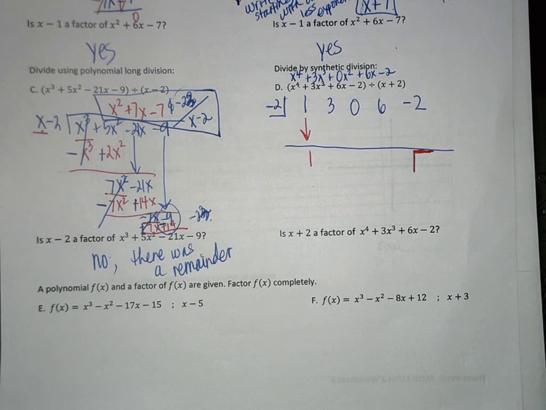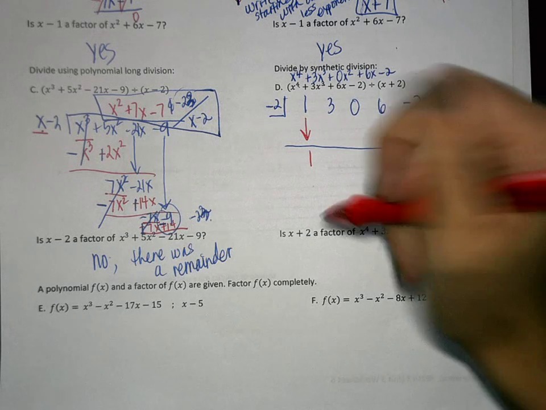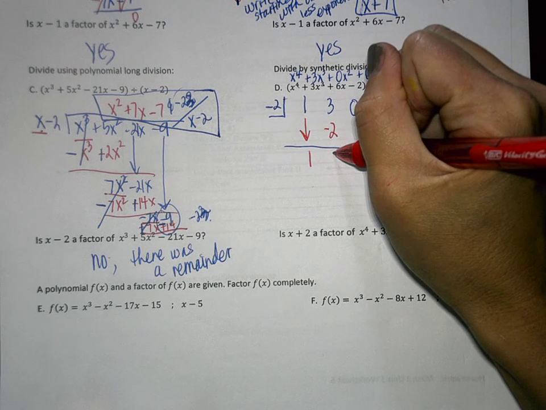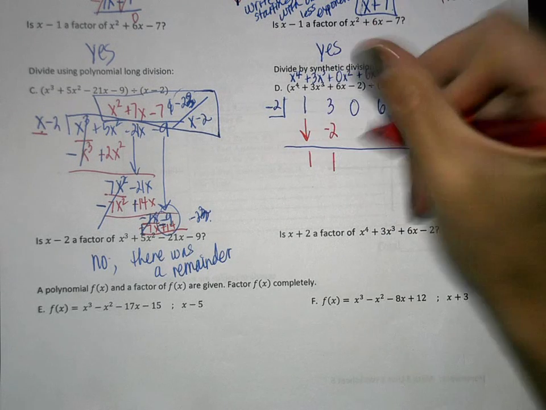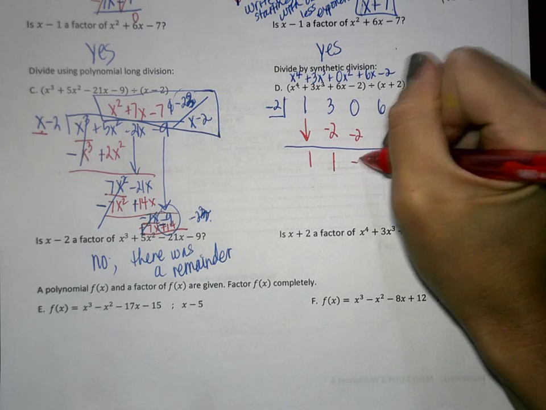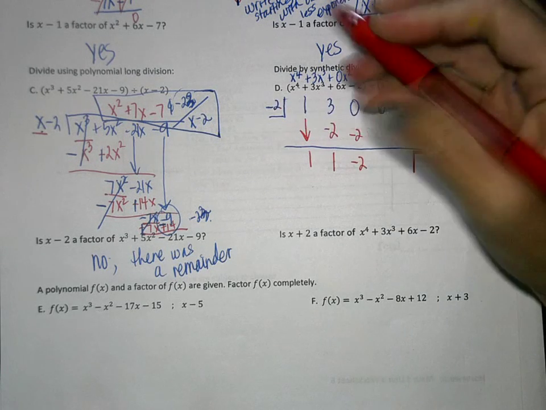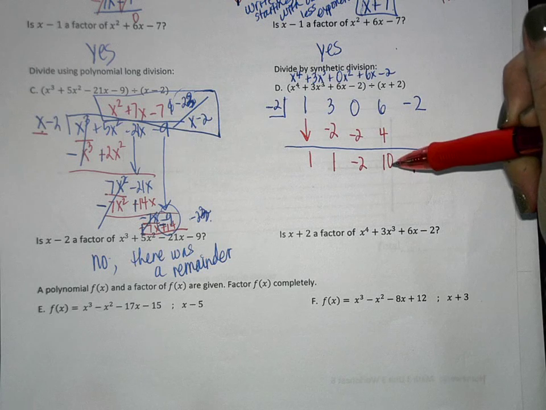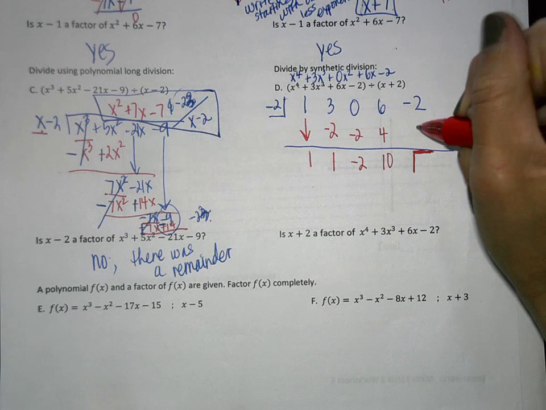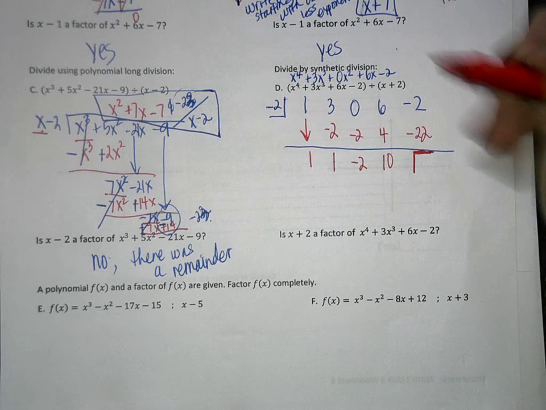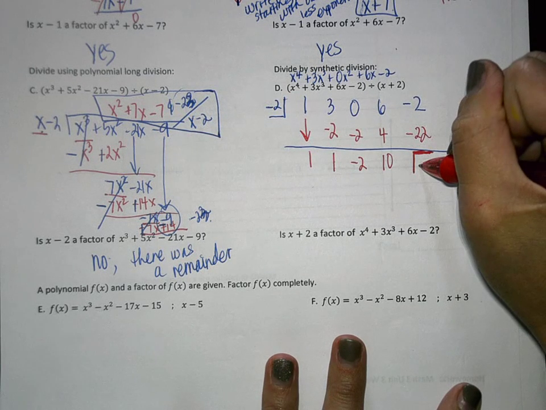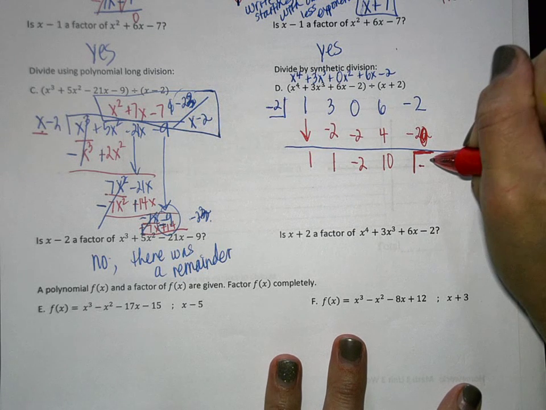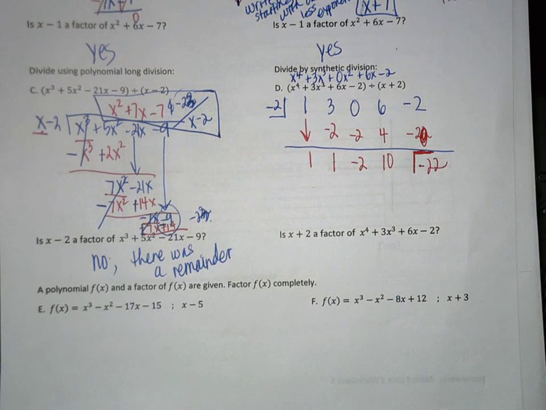Okay? So when we bring it down, we have 1. 1 times -2 is -2. 3 minus 2 is 1. 1 times -2 is -2, and 0 minus 2 is -2. -2 times -2 is 4, and 6 plus 4 is 10. 10 times -2 is -20, and when you add those together, it makes -22. Okay.